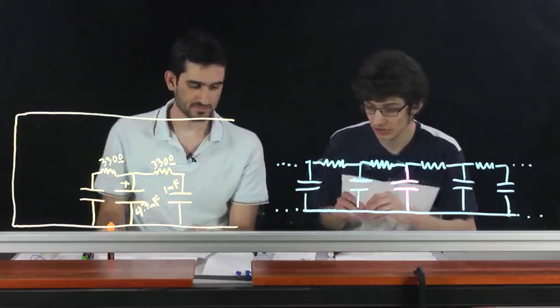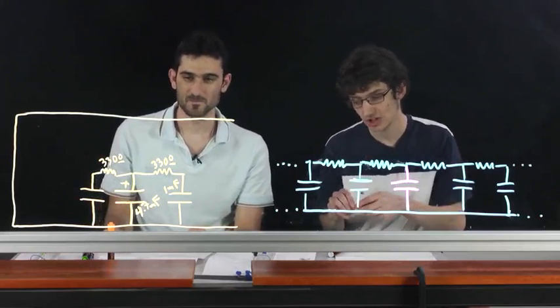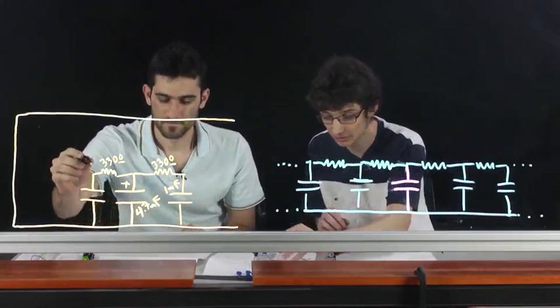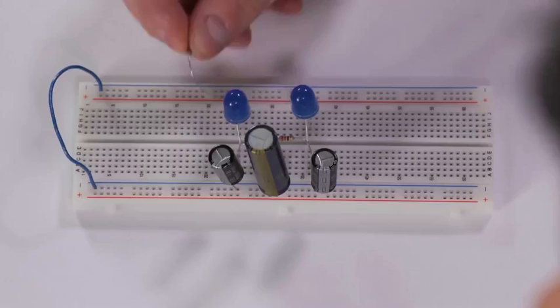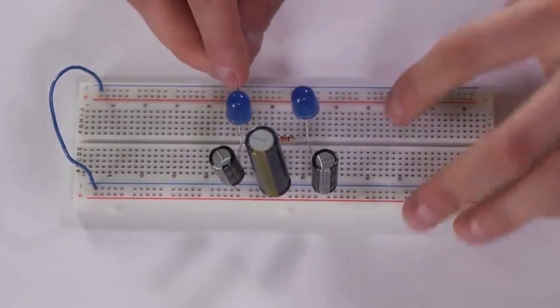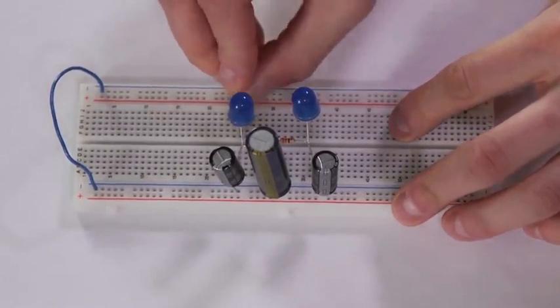Just one thing, whenever you use an LED, LEDs have very low resistance and they tend to blow if you don't put a resistor in parallel with them. So what we're going to do is put a 1K resistor in parallel with the LED, just like Manuel is drawing on the board.